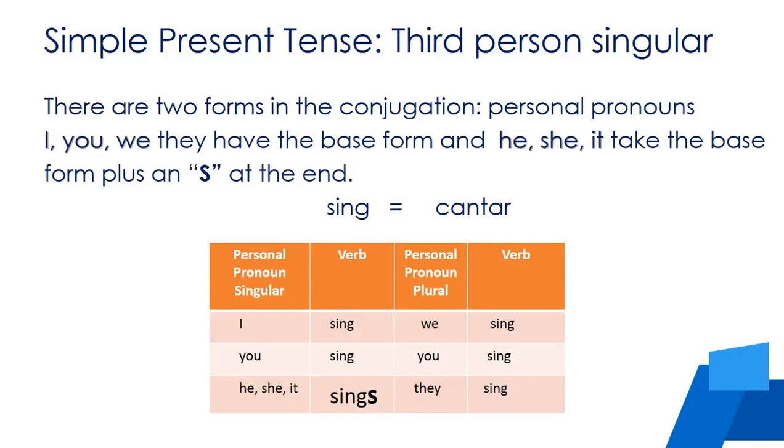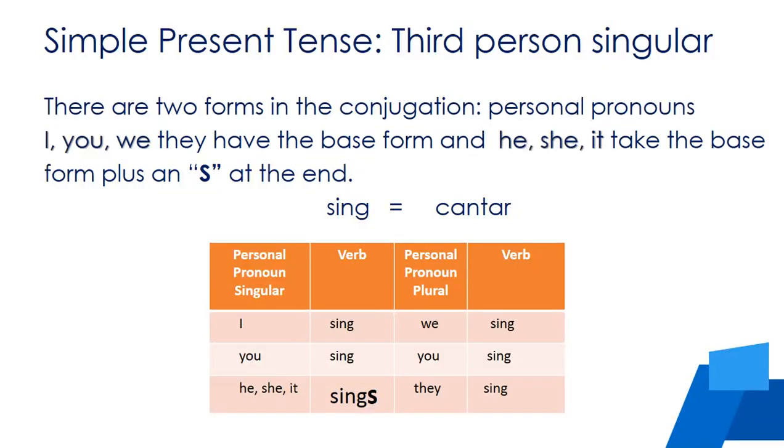Simple present tense, third person singular. There are two forms in the conjugation. We have the personal pronouns I, you, and we. They have the base form of the verb. And he, she, it, third person singular, take the base form plus an S at the end of the verb.